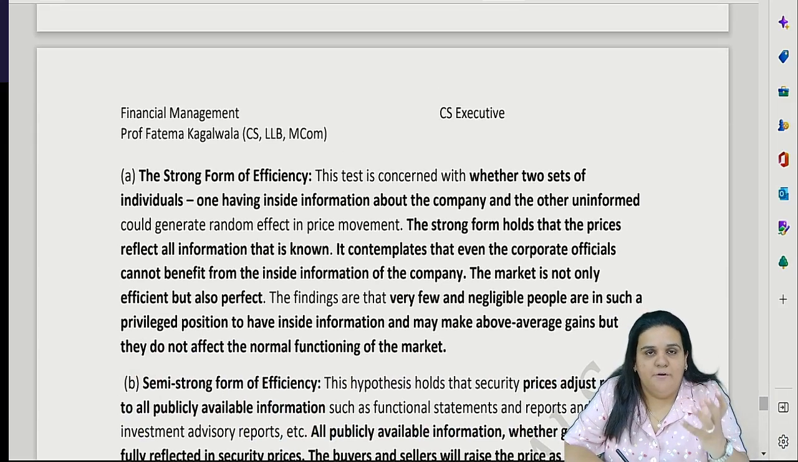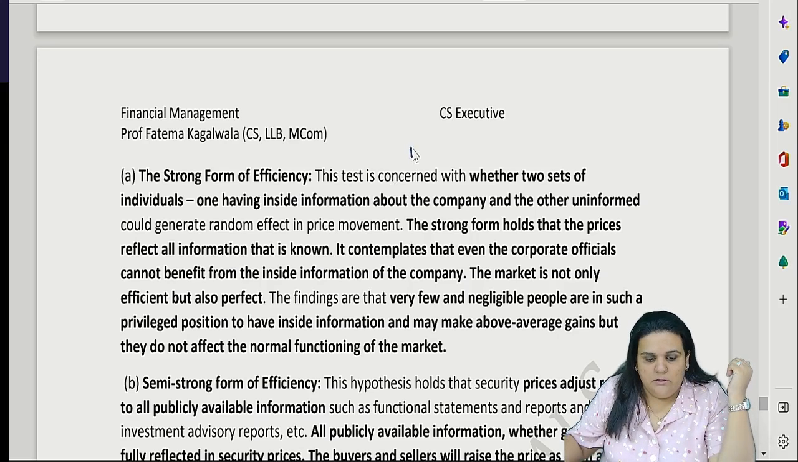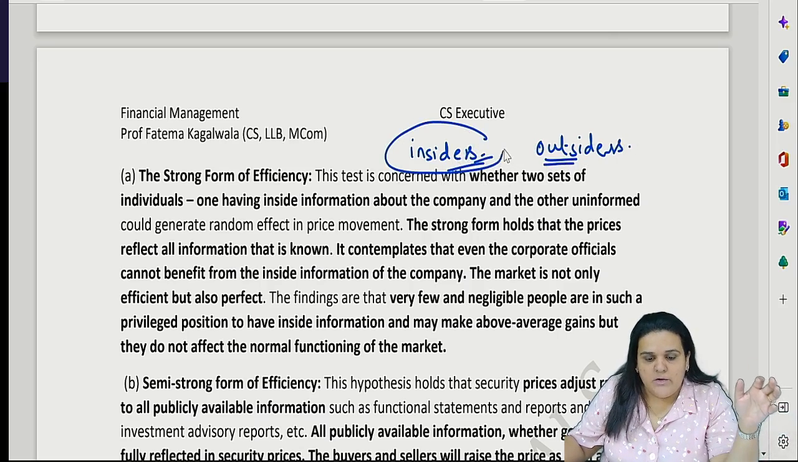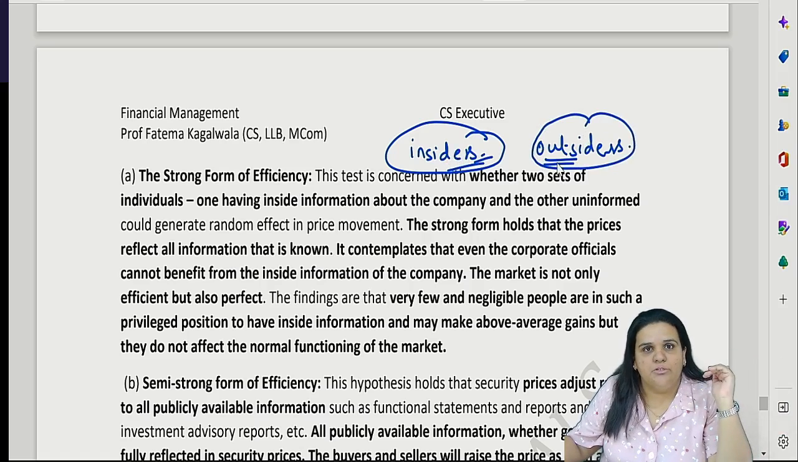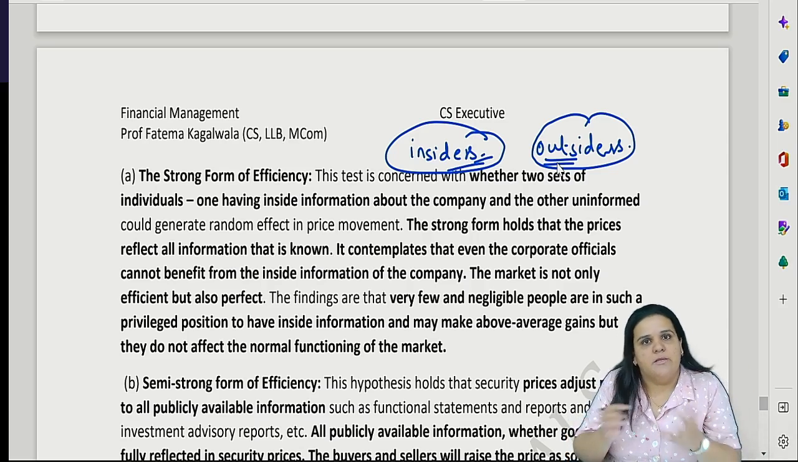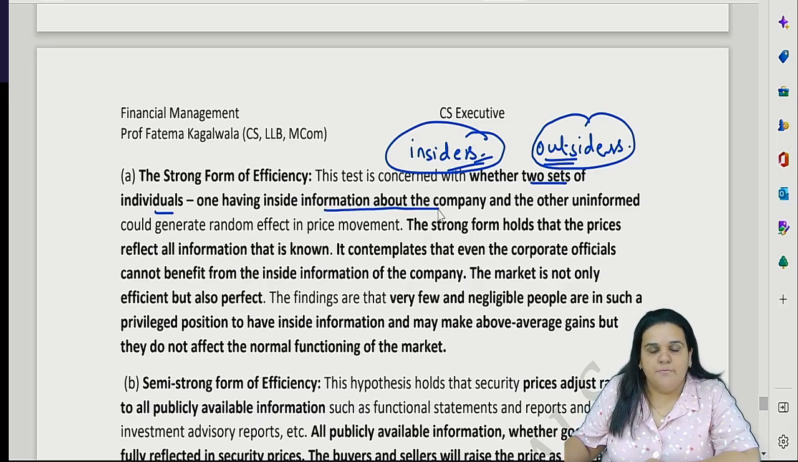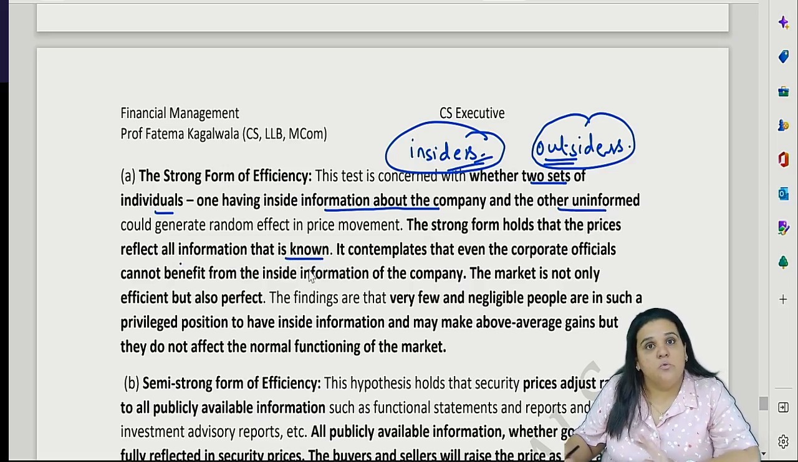Basically the information available inside a company about their stocks, and outside, insiders and outsiders. Strong form information is available to both. Insiders also cannot do anything, there are a lot of regulations. Outsiders are not given that particular information, it's not yet leaked. So there is a strong form of efficiency. The market is going to stay perfect because nobody is doing anything about that information, right? So whether two sets of individuals are available, one having the inside information about the company and the other uninformed, the strong form holds that the price reflects all the information that is known.